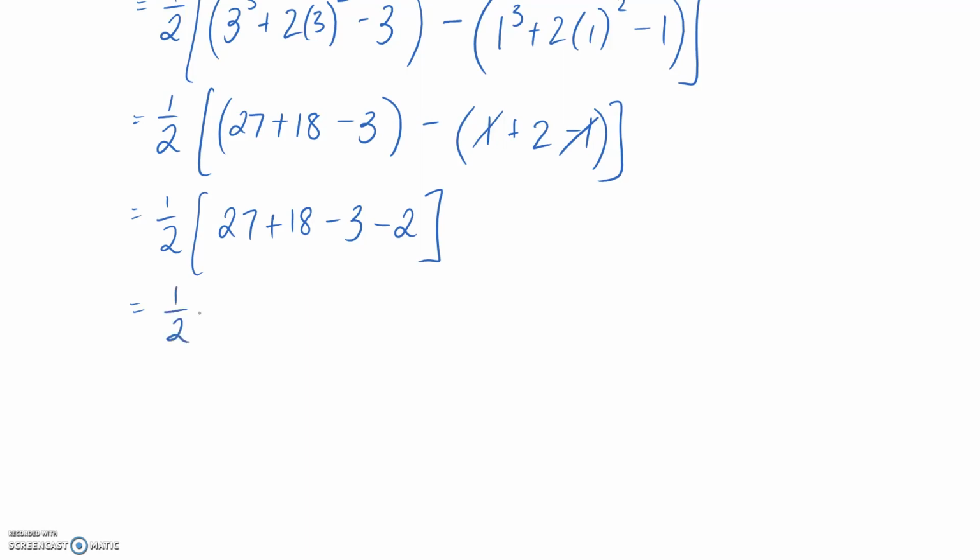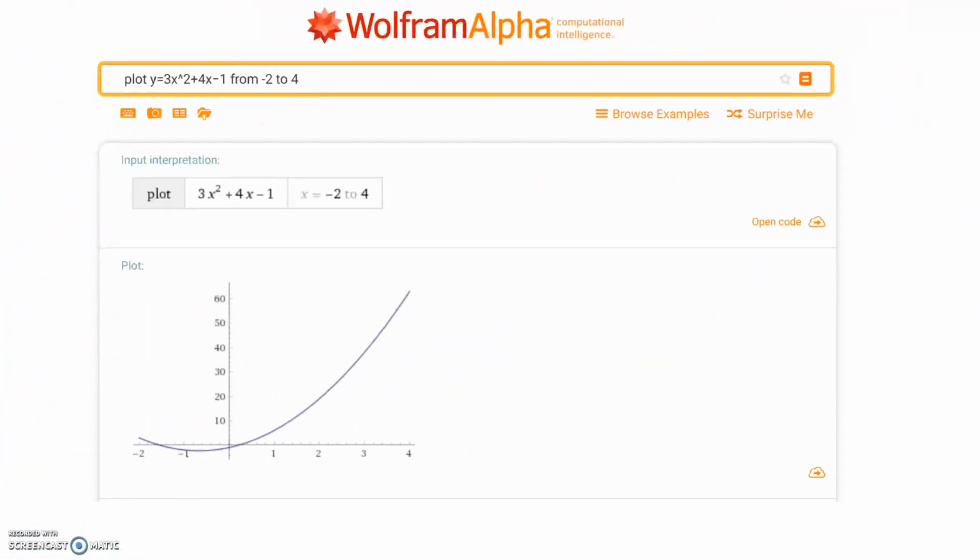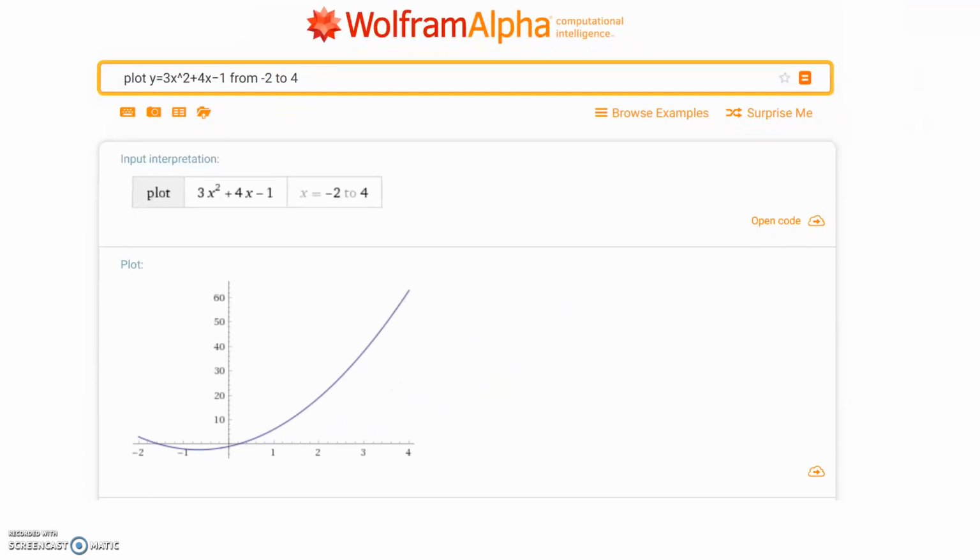So inside the bracket here, 27 plus 18 minus 3 minus 2 all simplifies to the number 40. And then a half times 40 is just going to leave us with 20 for the answer. So that means that the average value of this function across the domain of 1 to 3 is going to be equal to 20. Now, if we want, we can actually compare this to Wolfram Alpha if we have access to it.